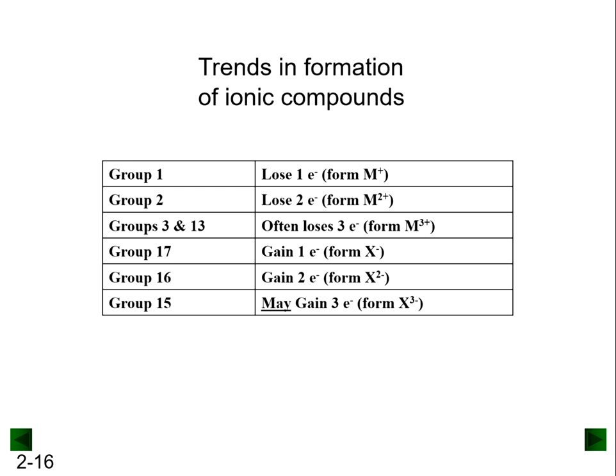But elements in group 17, that's the second column from the right-hand side, the halogens, they tend to gain 1 electron to form a monoanion, like X minus. Group 16 tends to gain 2 electrons to form the dianion form. And there are some compounds in group 15 where they gain 3 electrons. That's not a general rule, but in a number of compounds they do gain 3 electrons, and we'll see examples of that.